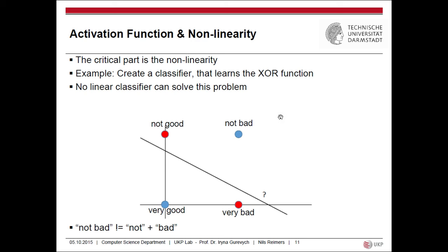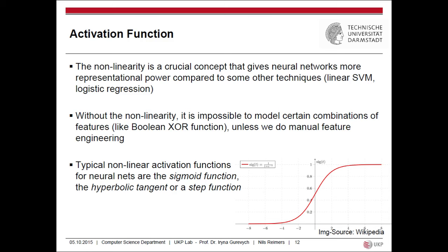To map it to NLP, imagine you have two dimensions. You have the words good and bad, and you have not and very. Very good and not bad is positive sentiment, not good and very bad is negative sentiment. There's no way to separate it with a linear classifier, you always make a mistake. To classify this as positive and this as negative, you need a non-linear classifier. Neural networks provide you with this non-linearity, and the magic is in the activation function.